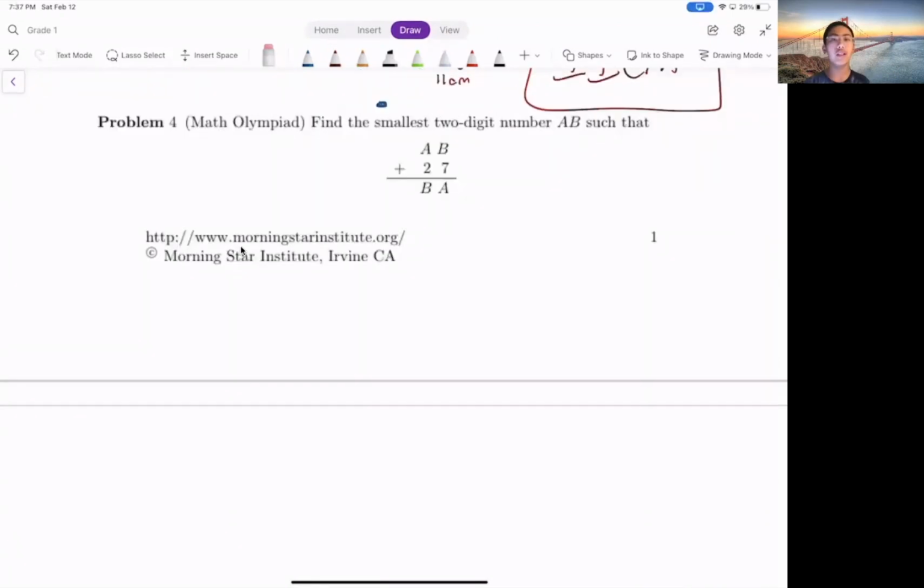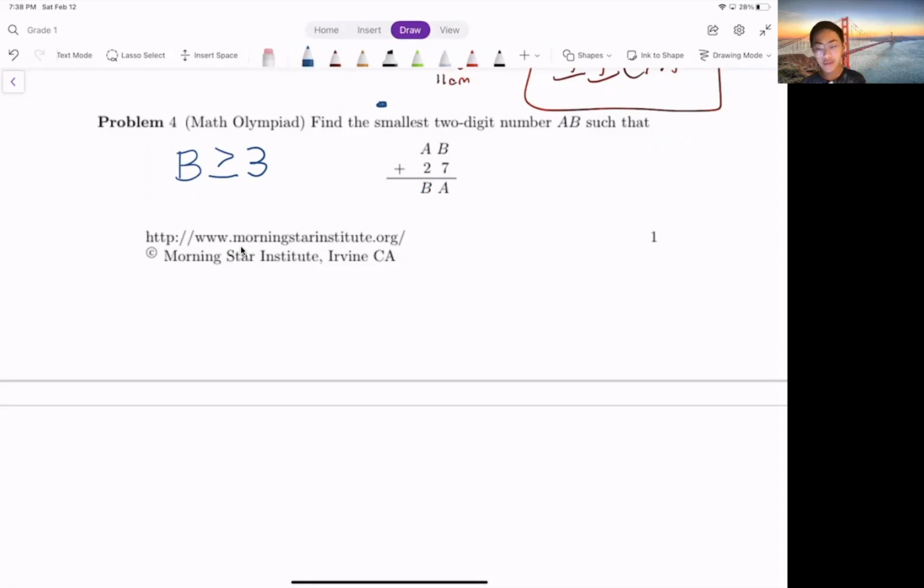Problem 4. Find the smallest 2-digit number AB such that AB plus 27 is equal to BA. First things first, let's start off with the right side, in which B plus 7 equals A. We know that B must be at least 3 because B cannot be less than 3. If B was less than 3, for example 2, then 2 plus 7 would be 9, and A must be 0 since there are no negatives. We cannot do that because A cannot be 0. So therefore, 2 is not an option, and B must at least be 3.